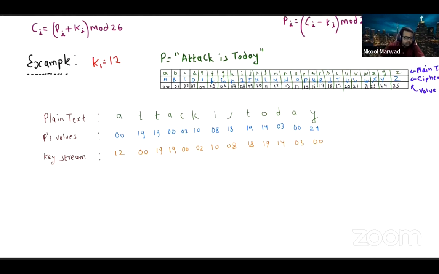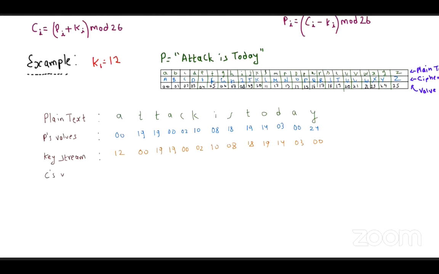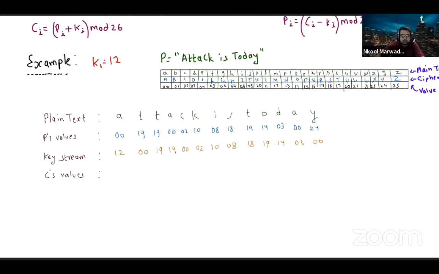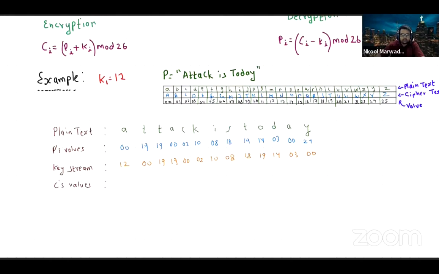Now we have to get the C values from the encryption formula, which is (Pi plus Ki) mod 26. Basically we have Pi and Ki. So 0 plus 12 mod 26 will be 12 itself. 19 plus 0 mod 26 will be 19. 19 and 19 mod 26 will be 12. It will be 19 itself. It will be 2. It will be 12. It will be 18. 18 and 8 will be 0. 19 and 18 will be 11. 14 plus 19 mod 26 is 7. 14 plus 3 mod 26 will be 17. 3 plus 0 mod 26 will be 3. 24 plus 0 mod 26 will be 24 itself.